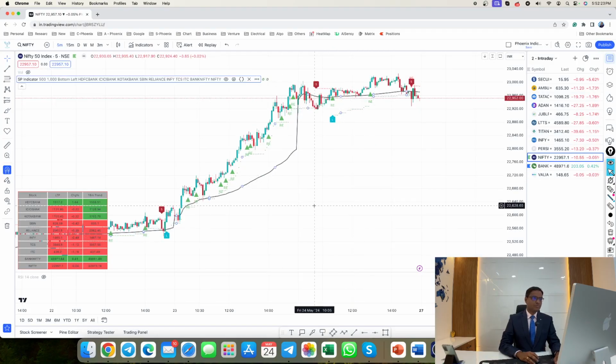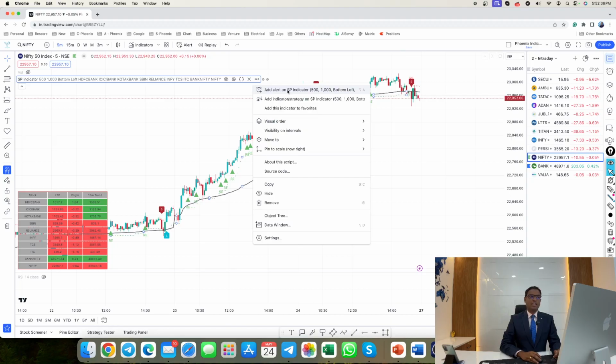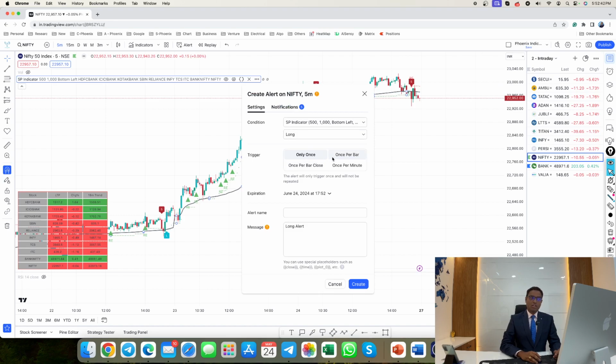That's one part. On top of it, if you guys feel that, sir, I cannot watch the signals for the entire day, do you have an automation? Yes, we do have an automation of a similar sort. Just click on this and click on add alert on SP indicator. Okay, add alerts on SP indicator and click on once per bar or only once.